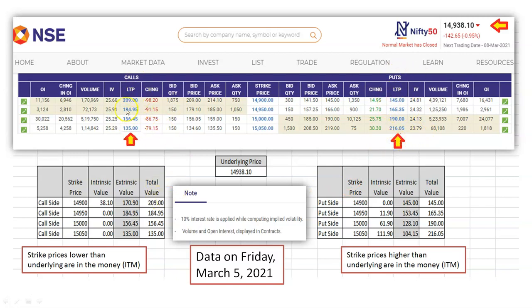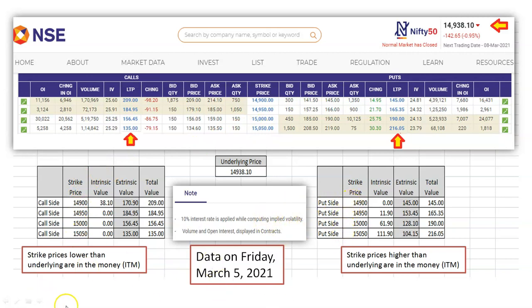Now what is the breakup of this? Let us see. This side I have taken the call and this side the put. In the calls, the prices are 209, 184.95, 156.45 and 135. I have put them over here. Similarly on the put side, I have taken these prices and put them over here. Then I have put the strike prices. Strike prices are common: 14,900, 14,950, 15,000 and 15,050. These are all here and similarly these are also here.